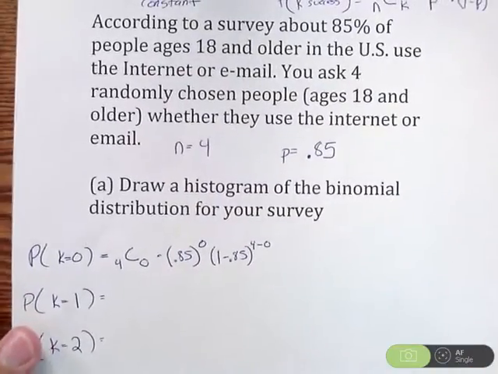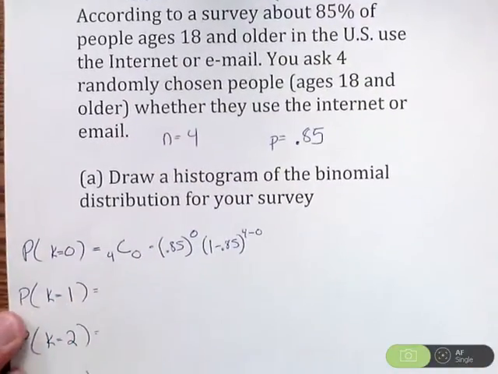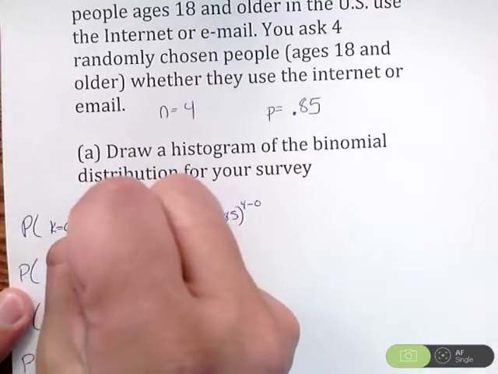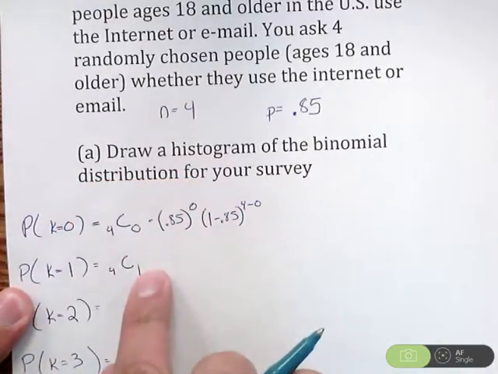And basically what you're going to notice as you rewrite this for K equals 1, K equals 2, is that the only thing changing is K. So my 0s become 1s, my 1s become 2s, my 2s become 3s, 3s become 4s. So my second one will be 4 choose 1, with the 0 changing to 1.